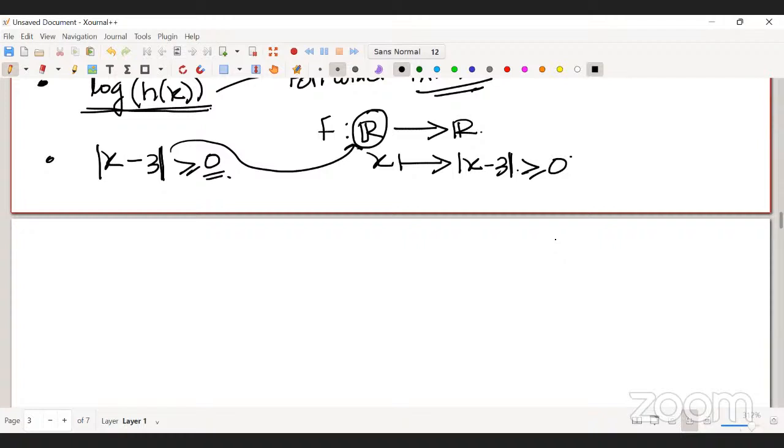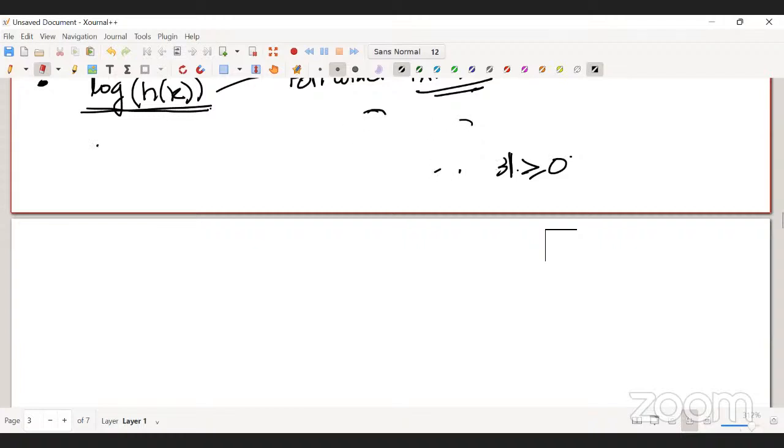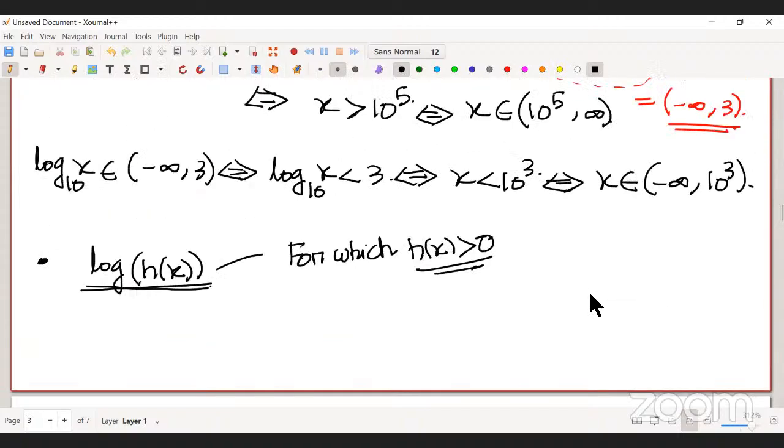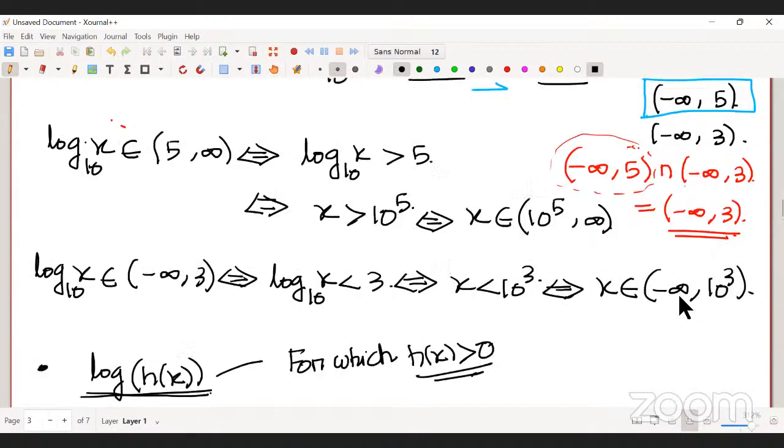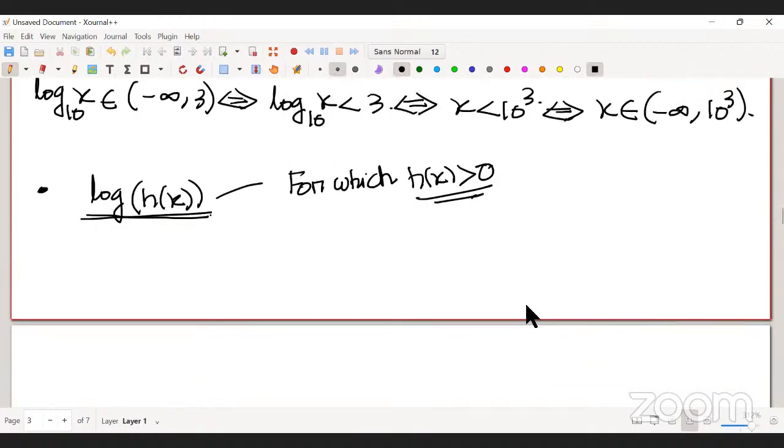Sorry, why will there be two values? Either x should be greater than 3 or 3 should be less than x. But sir, if we open the mod of some function, it will open as positive and negative also. Yeah, just a minute. I'll discuss all these things later. I guess you are confused with the definition of function.